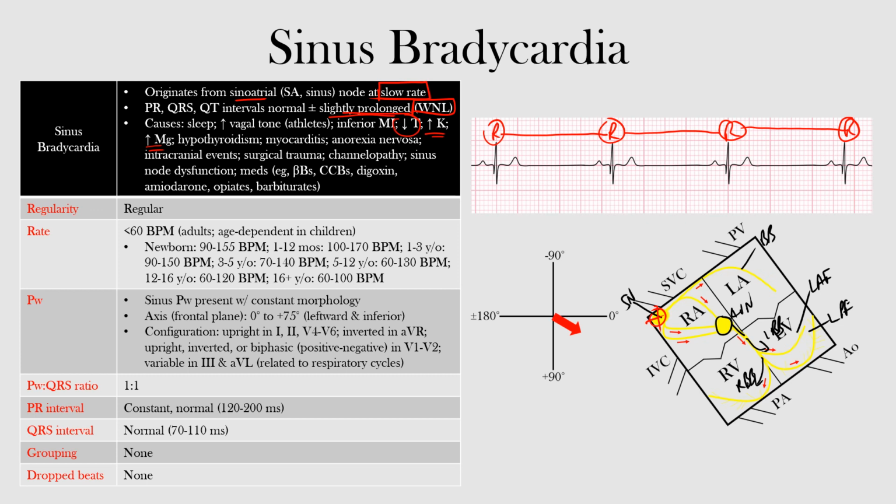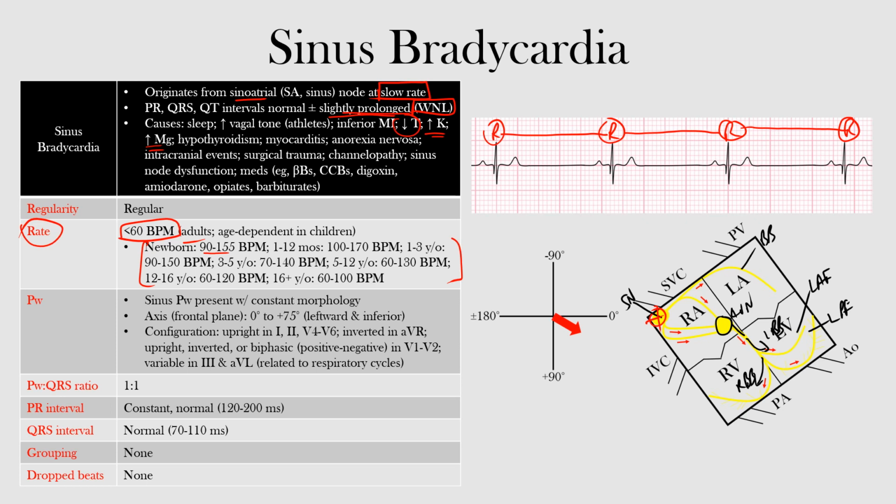The rate, remember, is the main difference from normal sinus rhythm. The rate is below 60 beats per minute in adults. Remember, we said that it's age dependent in children. So you can go through here, and these are the values if you want to look through them and see what would be below. For example, newborn is 90 to 155. If it's below 90 in a newborn, you would consider that normal in adults, but in newborns we would consider that sinus bradycardia.